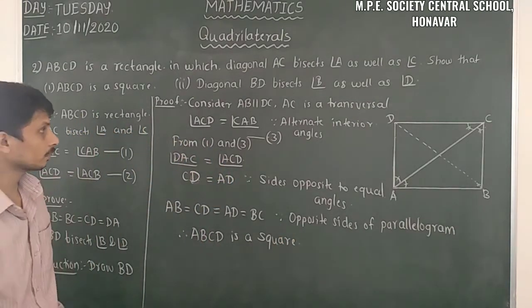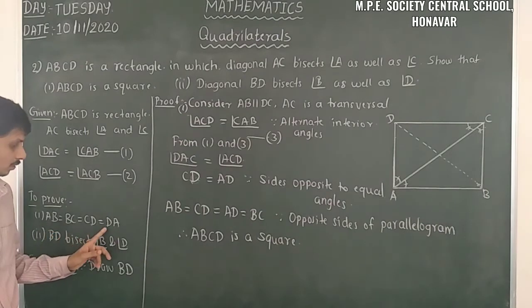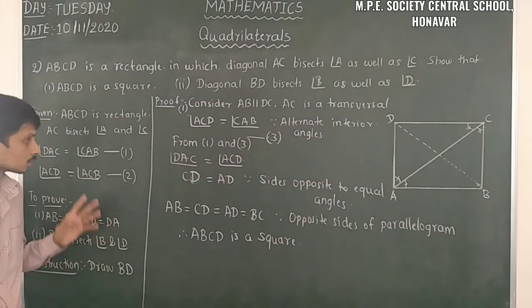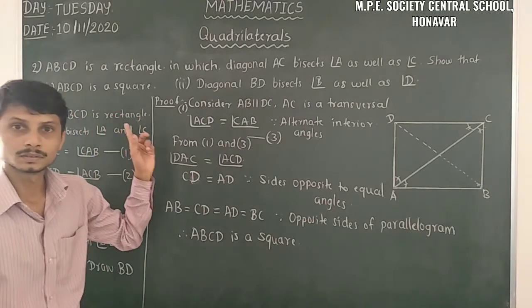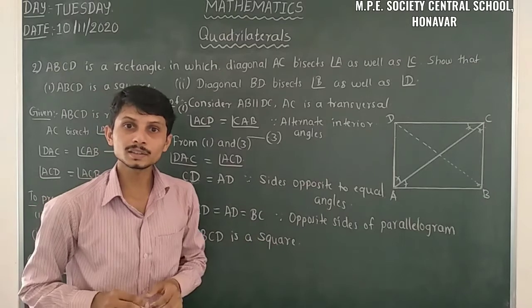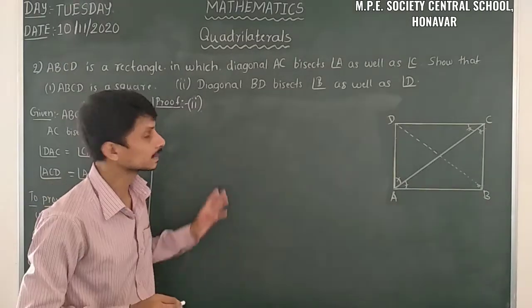ABCD is a square. We proved the first thing. Here AB is equal to BC is equal to CD is equal to DA. We proved that, so we have a proof that ABCD is a square. So let us move on to the second part. We have to discuss the second part of this problem.